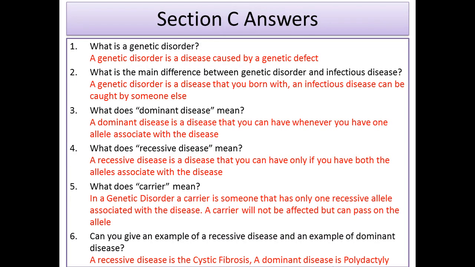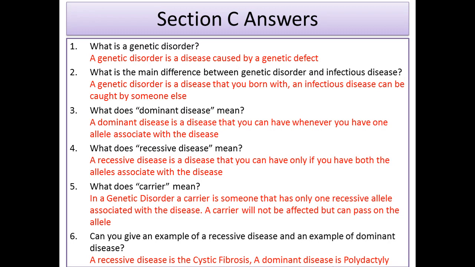Okay, now answers. So what is a genetic disorder? A genetic disorder is a disease caused by a genetic defect. A question about this was in the Google form as well. What is the main difference between genetic disorder and infectious disease? A genetic disorder is a disease that you're born with. An infectious disease can be caught from someone else. Okay? For example, the flu.